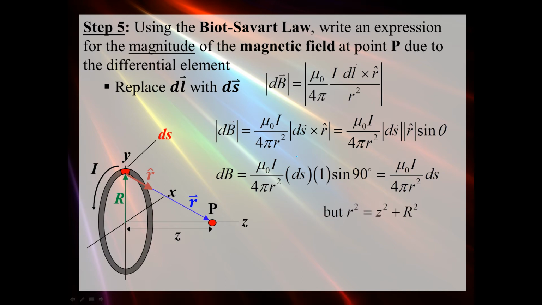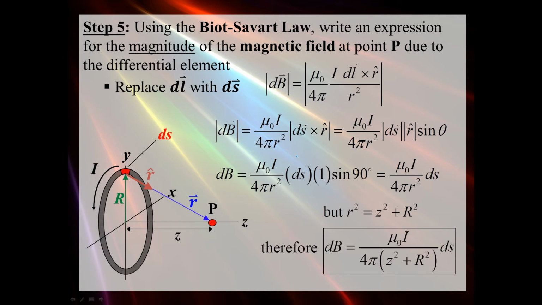We'll do a couple of substitutions here though. We're going to replace r squared, the equation for little r squared we derived in the previous slide. That's going to be z squared plus capital R squared. And if we do that, we would then have dB is equal to mu naught times I divided by 4 pi, and then we have z squared plus R squared.